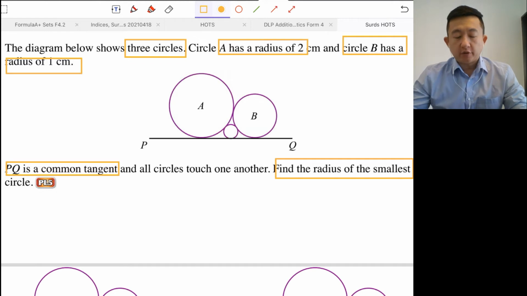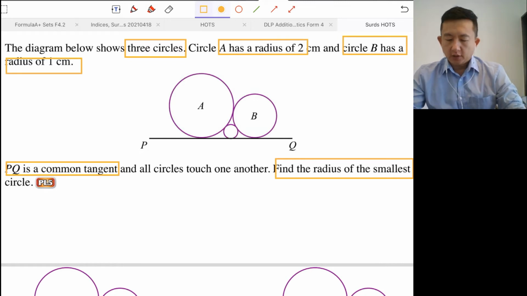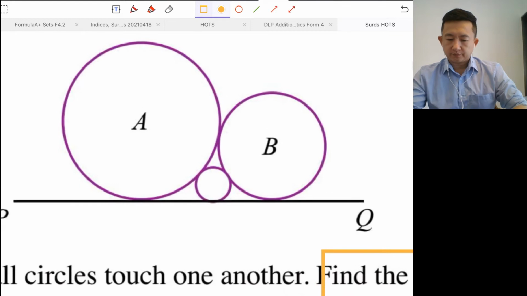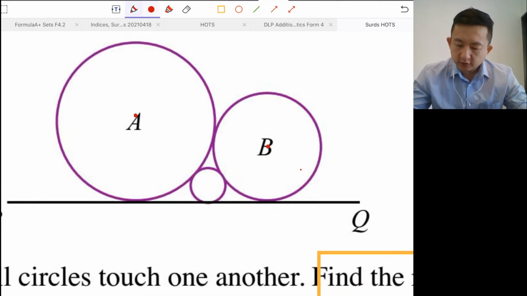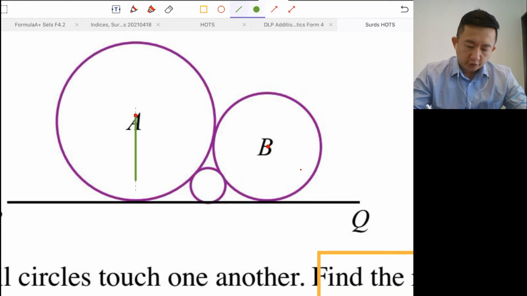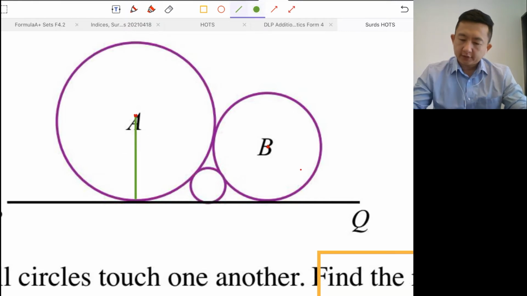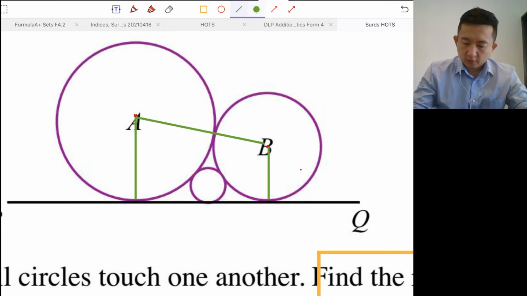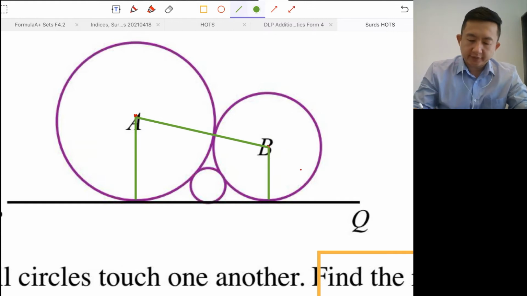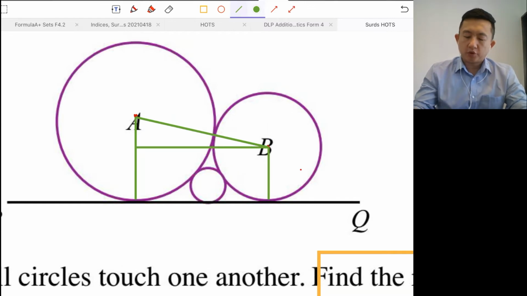When we deal with this kind of problem, most of the time you need to reconstruct it with some straight lines to give you a better visualization, hence helping you solve the problem. So let's have a closer look. Assuming this is the center of the circle, what do you call this? Radius of circle A, radius of circle B. Build another line between the two centers and one more straight line.